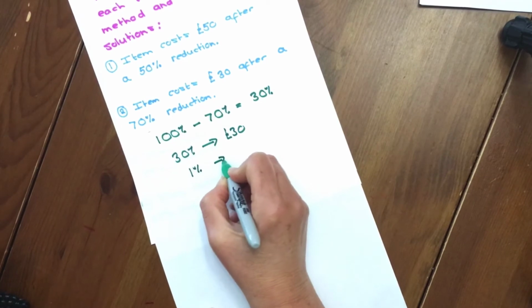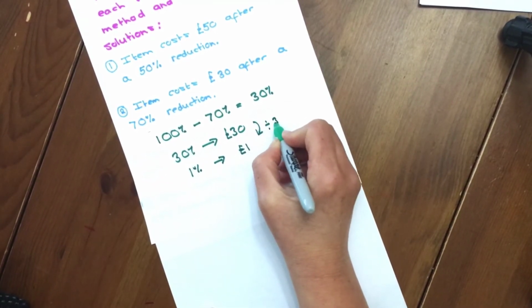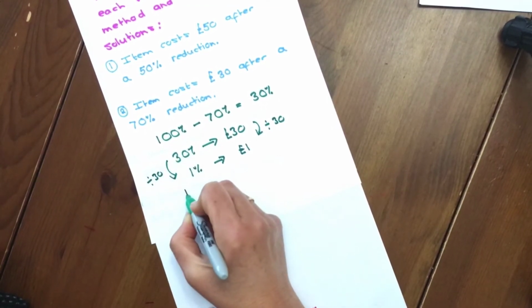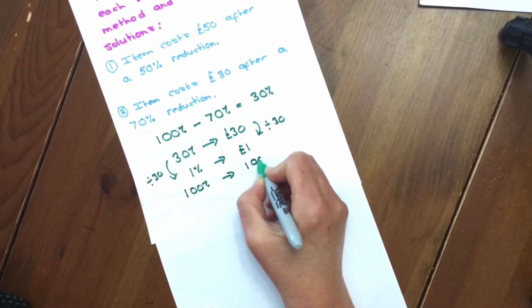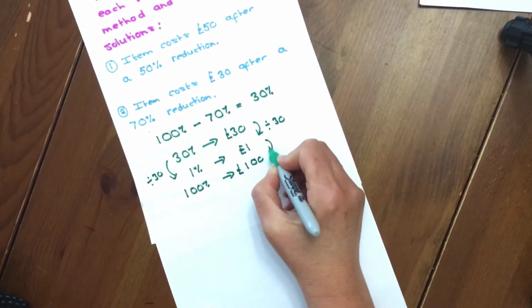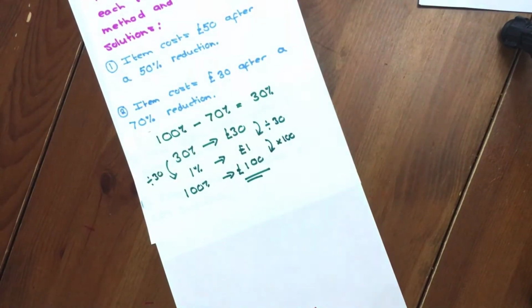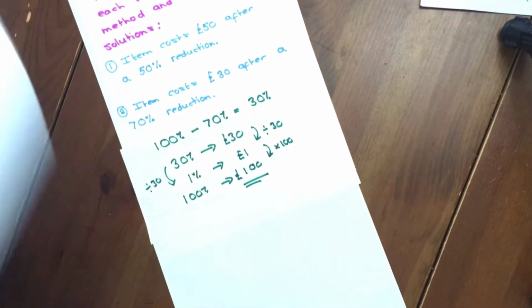1% will equal £1. Divide by 30, divide by 30. So 100% will be £100. Okay, those two were very similar, questions 1 and 2. Let's get some more paper to do the next 2 questions.